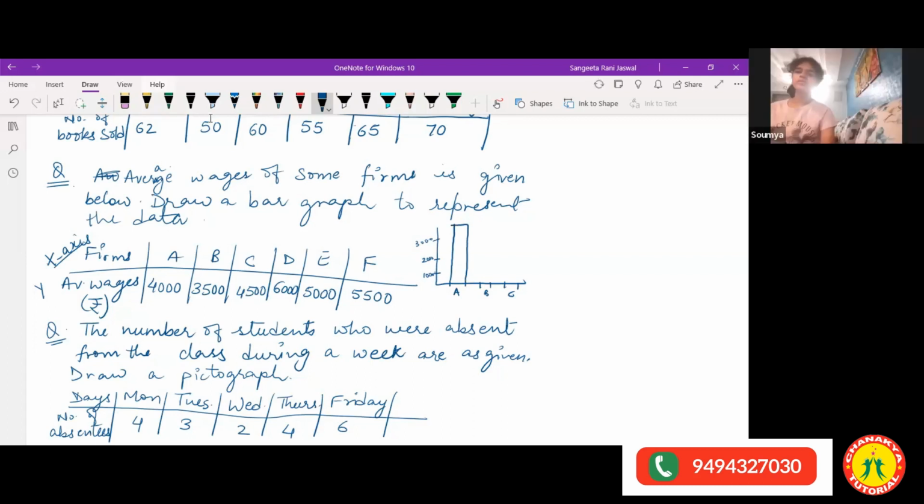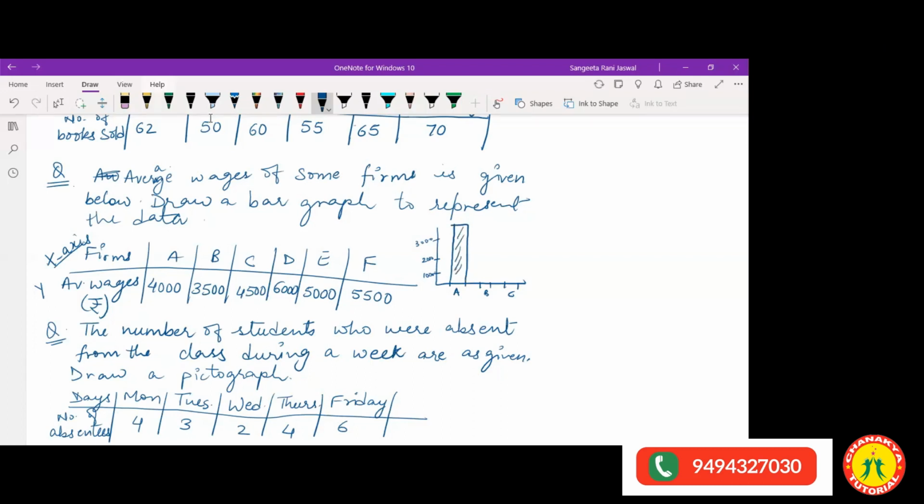Yes, ma'am. I can see your graph. So that means your firms are here. If you have taken your A, B, C, this is the x-axis. And this is the y-axis. The sleeping axis is the x-axis, the horizontal axis. The vertical axis is the y-axis. Make this correction. Yes, ma'am.